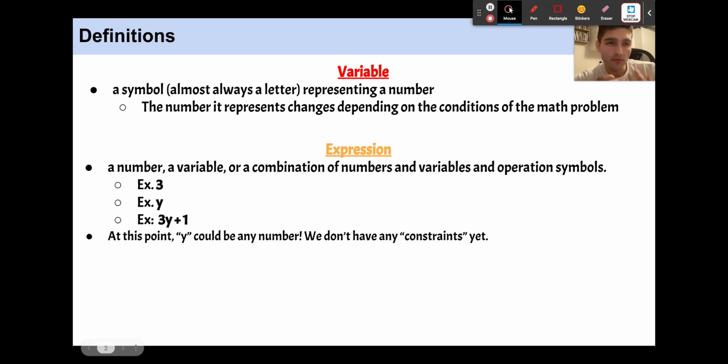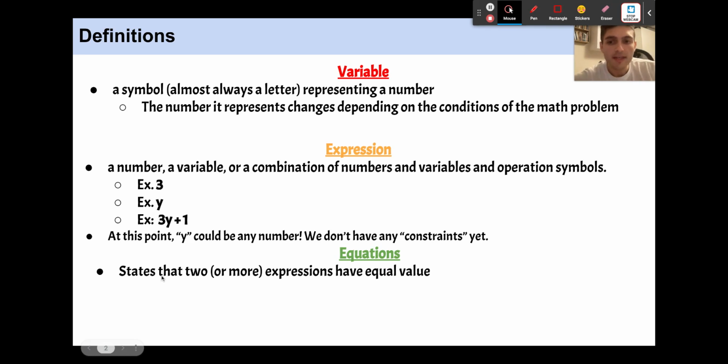A lot of people get confused when they see the letters starting to appear in math, but all we're saying is that we don't know quite yet what the letter is. It's kind of just like a placeholder. Because we don't have any constraints, and we're going to talk about that in a minute, there's no limit to what Y could be. We just don't know. We don't have enough information. But if we have an equation, all of a sudden we might get some of that information.